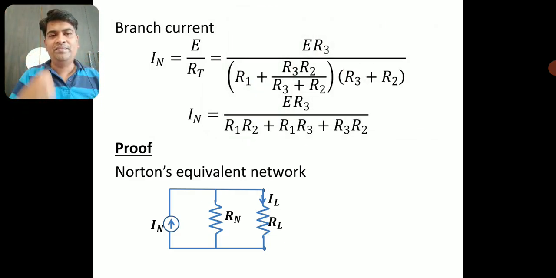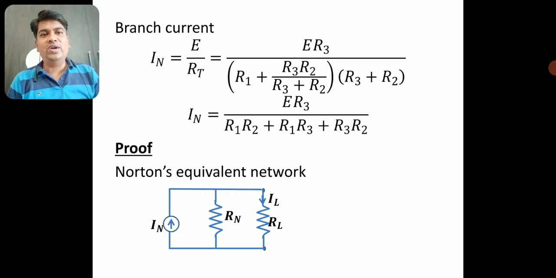Okay, right. So after finding the values of the Norton's resistance and the Norton's current, let us look into the proof of this theorem. Now I have a Norton's equivalent network. I have told you one current source in parallel with the resistance is enough to make it equivalent to this complicated network. Right, now I have connected a load resistance. I look for the current which is flowing through the load resistance.